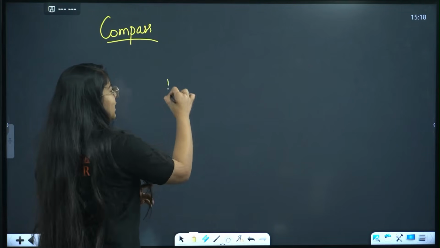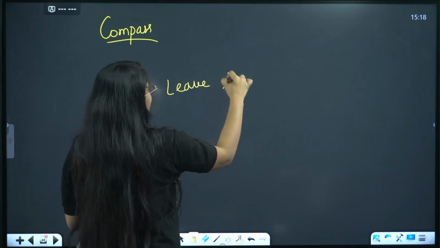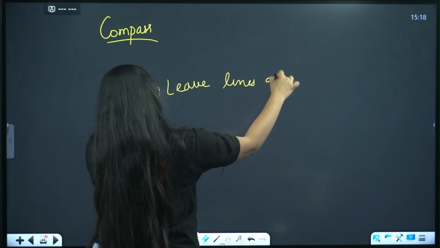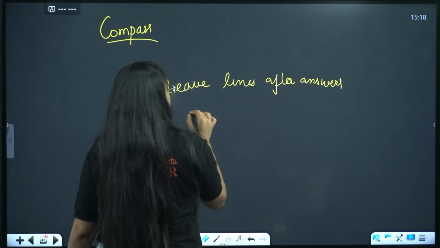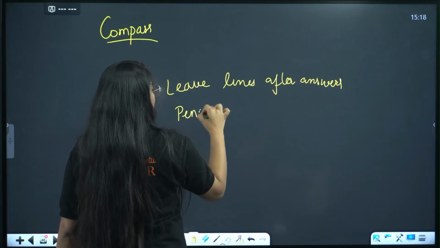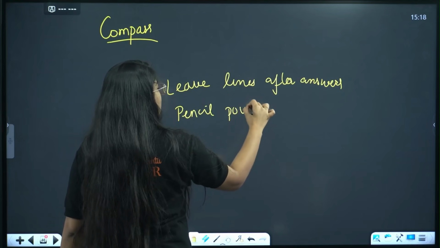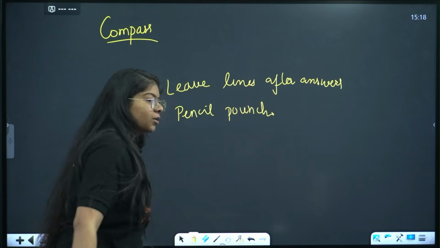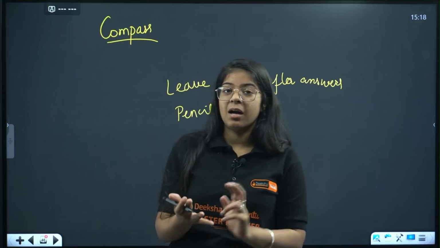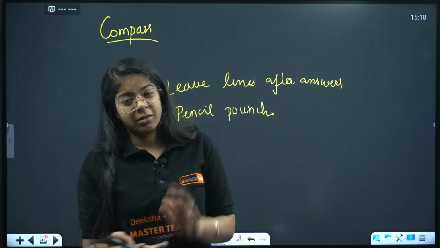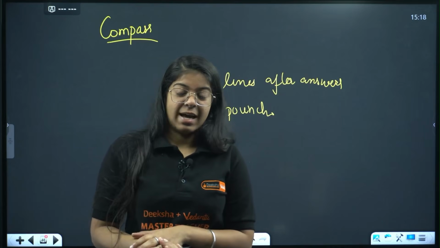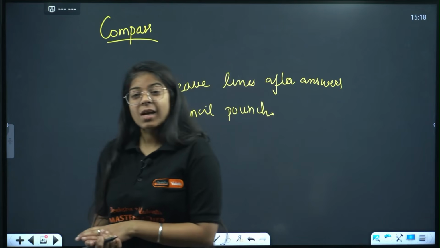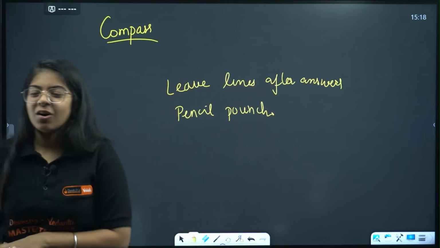Make sure you leave lines after the answers. Okay, and right now go and check your pencil pouch. Make sure it has a well working sharpener, a well working pencil, 2-3 blue pens, your compass, your scale, and your eraser, everything, right? Done. Great, you all have that.